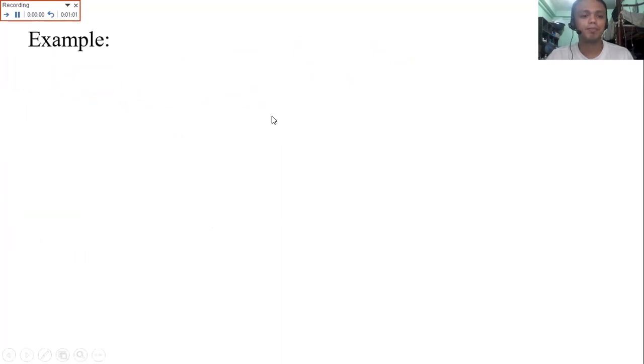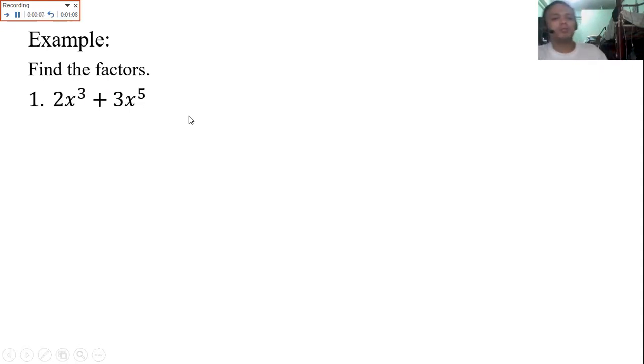Example, find the factors of 2x cubed plus 3x raised to 5. Okay, for 2x cubed, ito yung unang gagawin natin. Kukunin muna natin yung mga factors ng 2x cubed. Kapag may number, kukunin natin yung prime factors nila. So since 2 is a prime, we have 2 times, since yung x natin may exponent na 3, ibig sabihin, tatlong x yan na i-multiply natin. We have 1, 2, 3. So 2 times x times x times x.